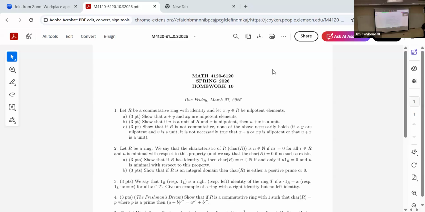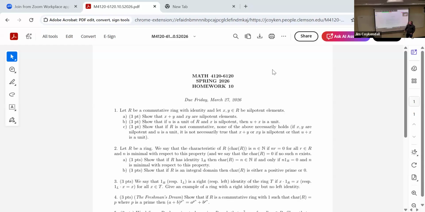And this is true for lots of things that you've probably seen. If you have a collection of matrices, you can add them and you can multiply them. A ring is basically another structure where we can add and multiply. So let R be a commutative ring. That means multiplication, it doesn't matter what order you do it in, with identity.